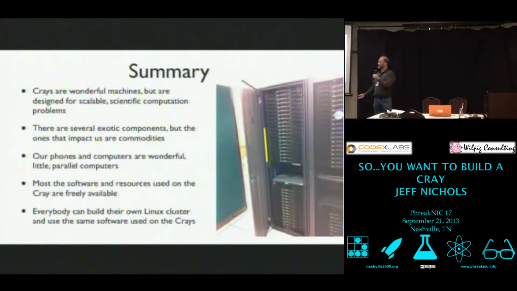There's several exotic components, but the ones that impact us are commodities. And our phones and computers and all the things we have are wonderful little parallel computers. You can get into parallel computing that way. I did. I did my PhD research on my Mac 8-core machine, and that experience translated clear up to running on the Cray. And so most of the software and resources used on the Cray are freely available. Anybody can get them. Building your own Linux cluster is something we can all do.